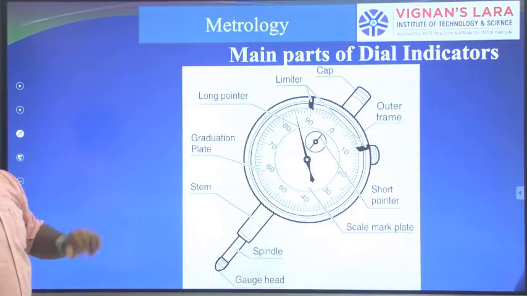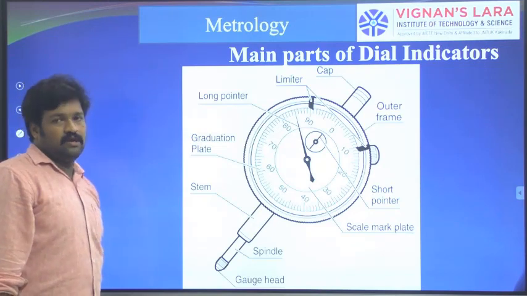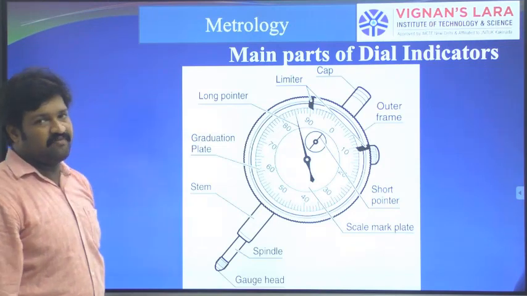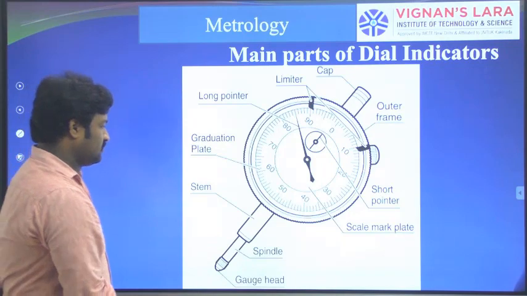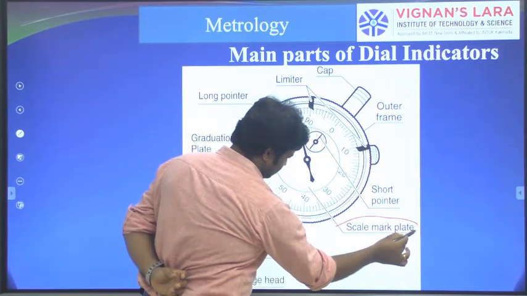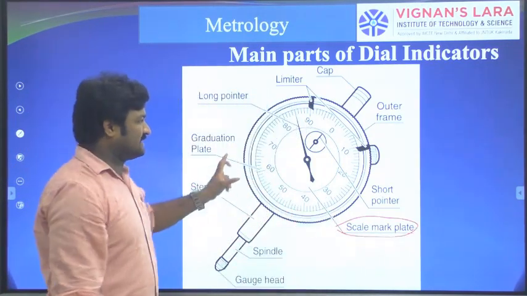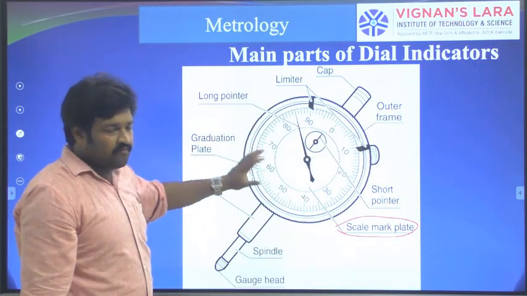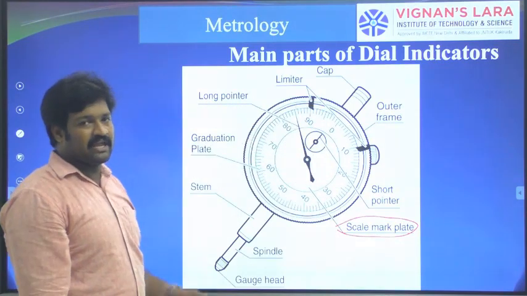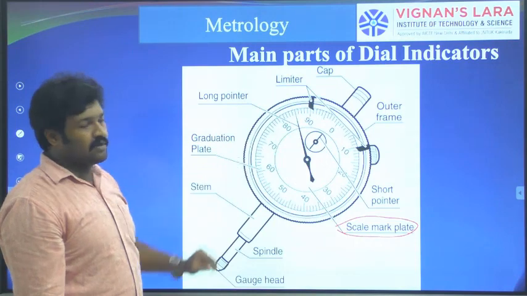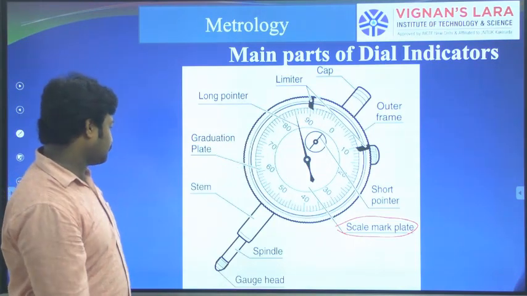So now the main parts of the dial indicator. The dial indicator consists of a scale, a scale mark plate. It consists of a glass shield on which a scale is marked. A graduated scale is placed on a crystal glass.